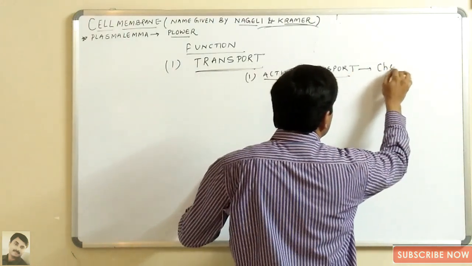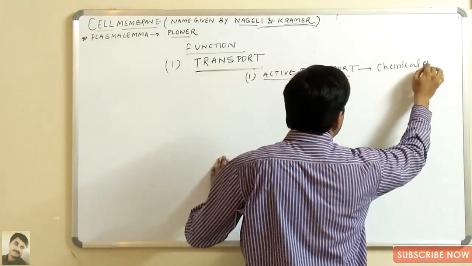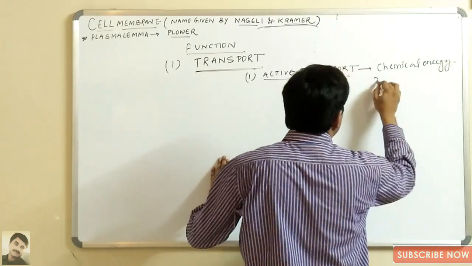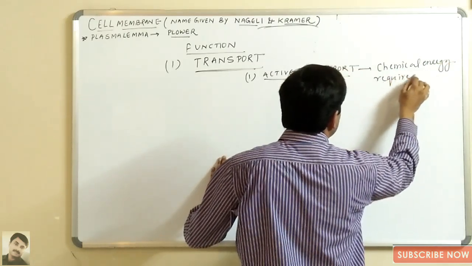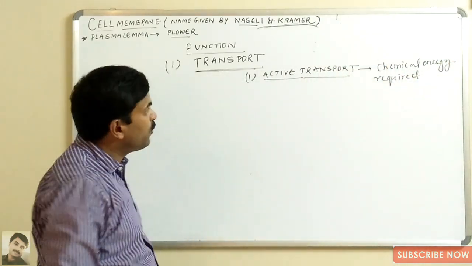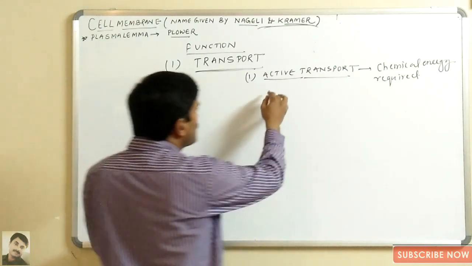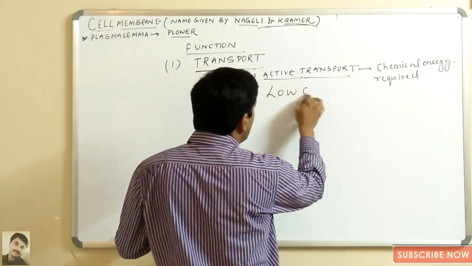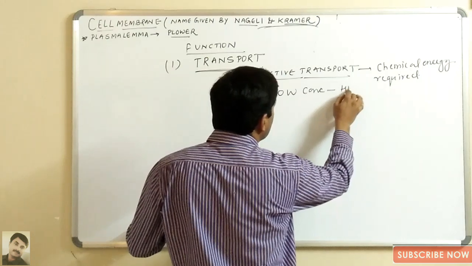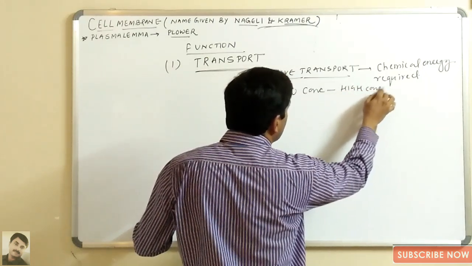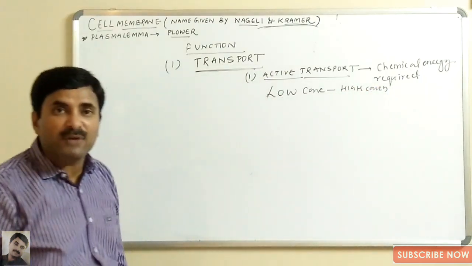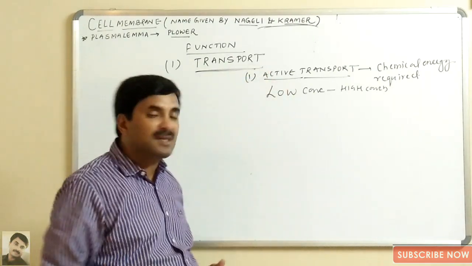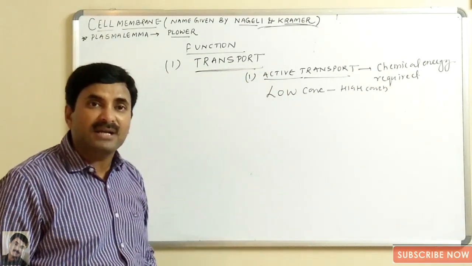Here chemical energy is required for transport. Why? Because the substances are moving from low concentration to high concentration, and whenever a substance is moving from low concentration to high concentration, a certain amount of energy is required.